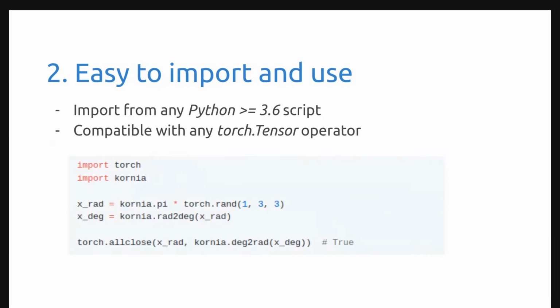Second, it is easy to use, as you have probably noticed during the talk, because I have repeated many times that everything happens at the tensor level. What I would like to highlight here is that any function of Kornia assumes torch tensors as input, and everything can be computed very efficiently that way.